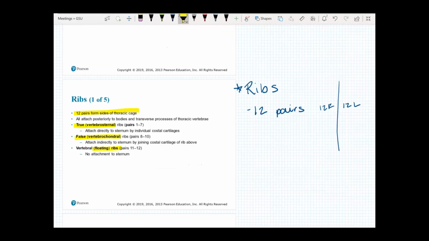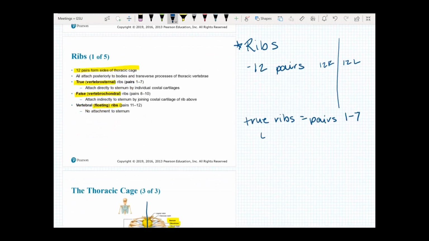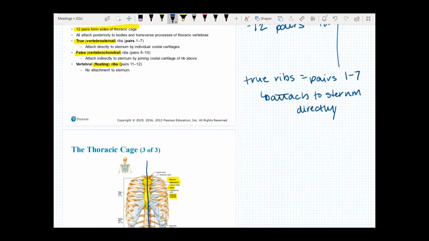So with our true ribs, these are the different types we have. Your true ribs will be made up of pairs 1 through 7. So these are going to attach to the sternum directly. So all of these bones, or these ribs, will connect directly to the sternum. So you'll notice here's a rib, he comes around, oh, he connects directly to the sternum. Directly to the sternum. That will be 1 through 7.